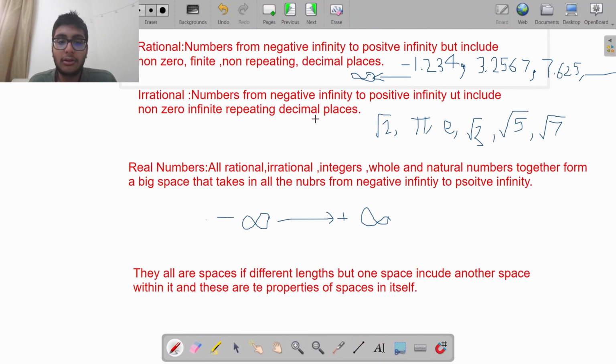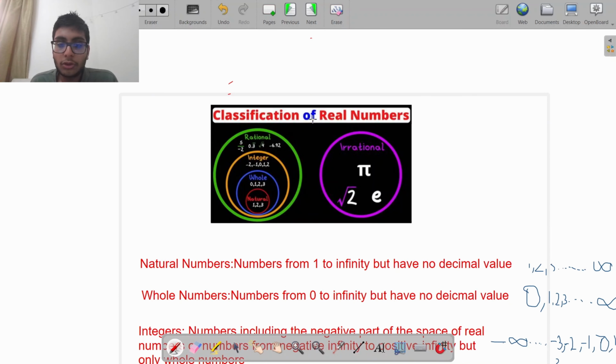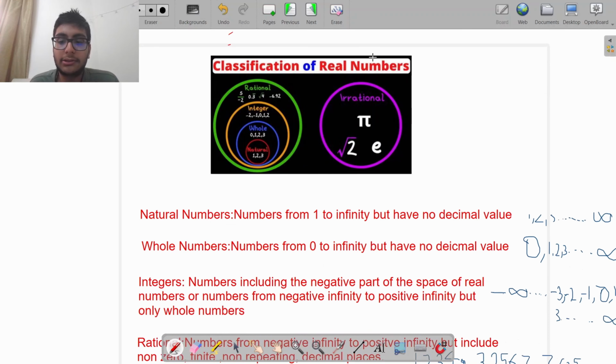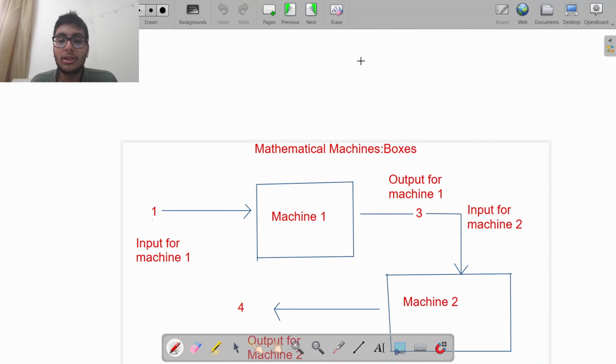Now, this makes sense. Now, we will learn more about this circle in a few minutes and what they actually represent. And they will help us understand how we group everything in mathematics. Now, let's first focus on mathematical machines, or in my words, boxes.